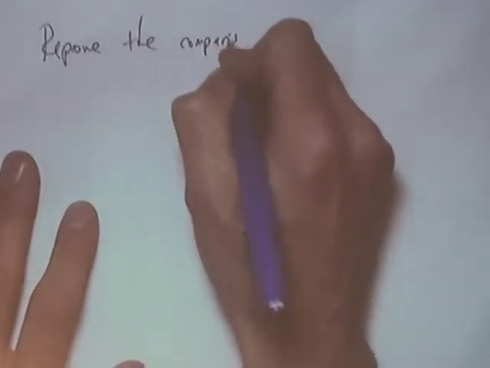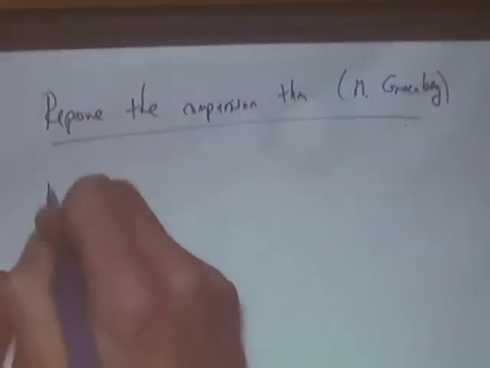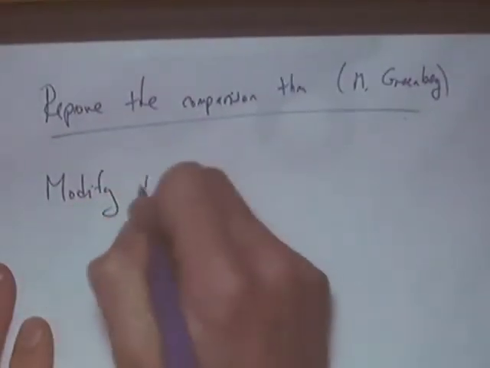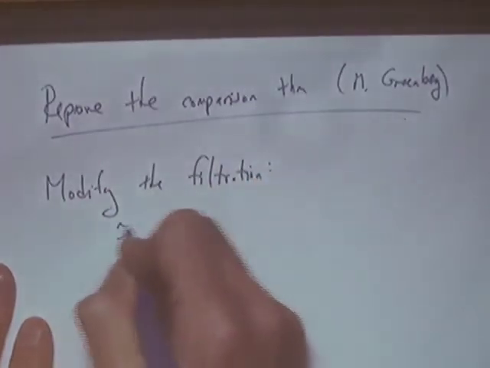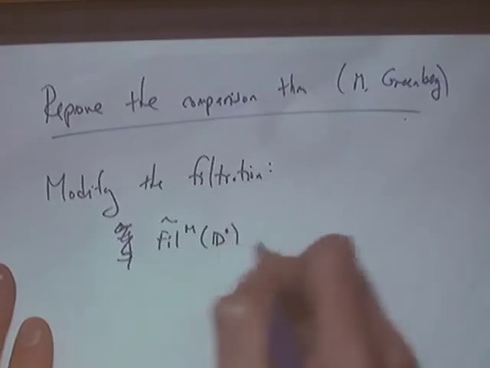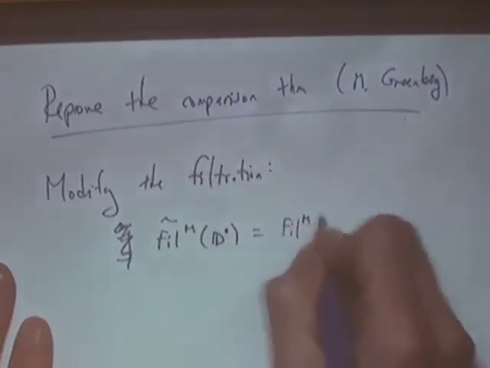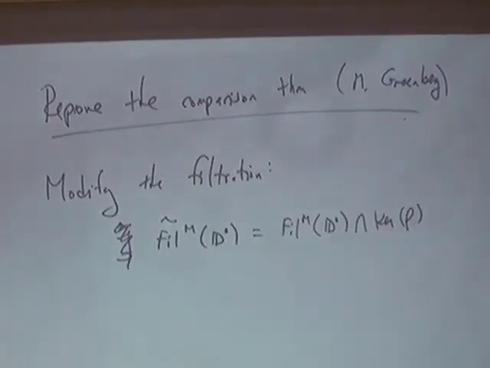Okay, so let me reprove the comparison theorem again, using Mac Greenberg's argument. So first thing I want to do is slightly modify the filtration. Namely, let me call it Fil tilde of m. I'm going to make it slightly bigger by just intersecting with the kernel of specialization.